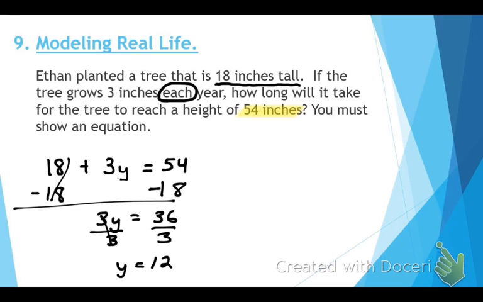Now, a lot of people messed up on their units. This is what it says when I go back here. How long will it take for the tree to reach a height of 54 inches? Many people told me it would take 12 inches. Does that make sense? No, what should it be? 12 years. So always make sure when you're doing modeling real life, check your units, but make sure units are attached.